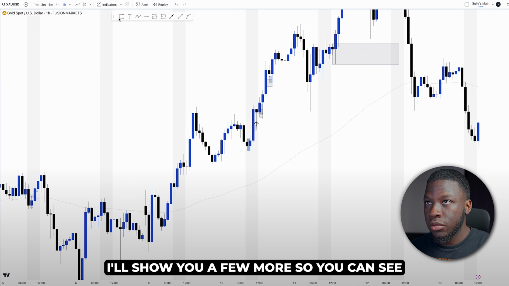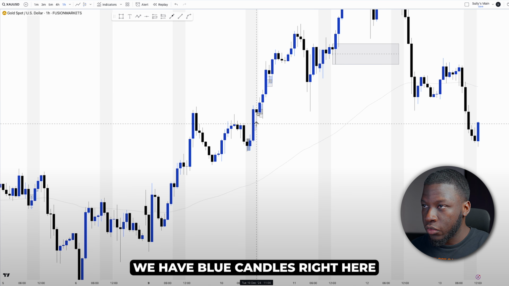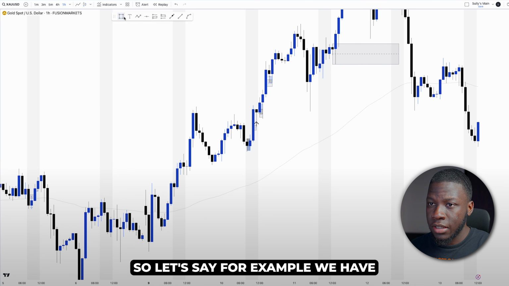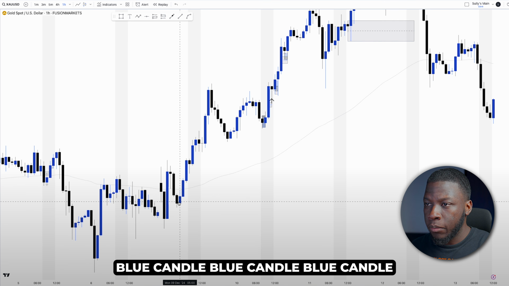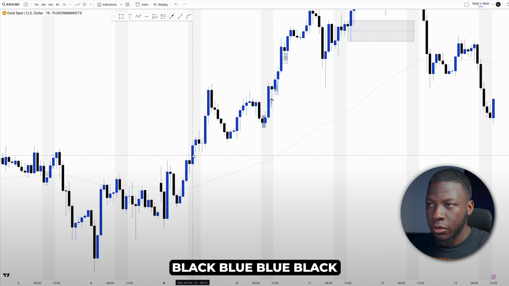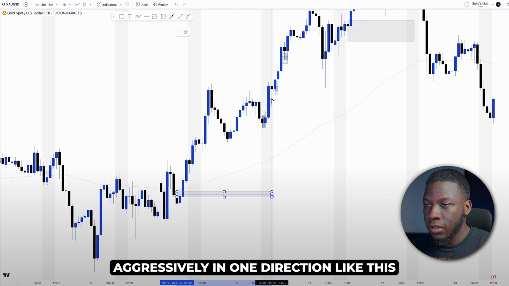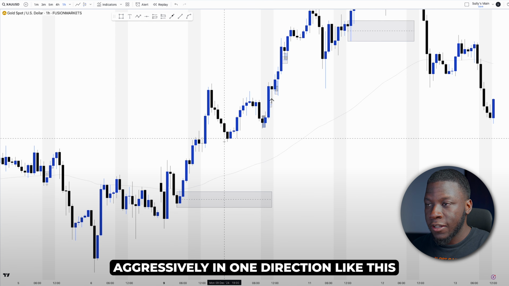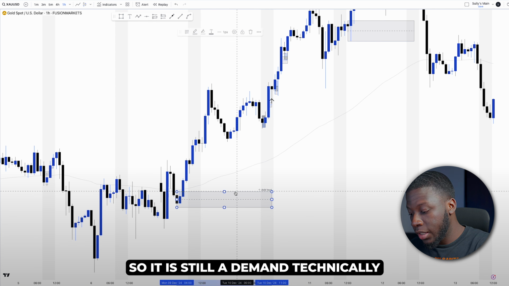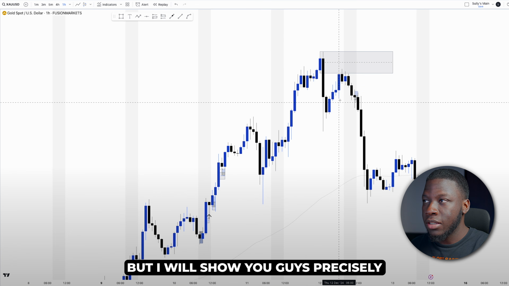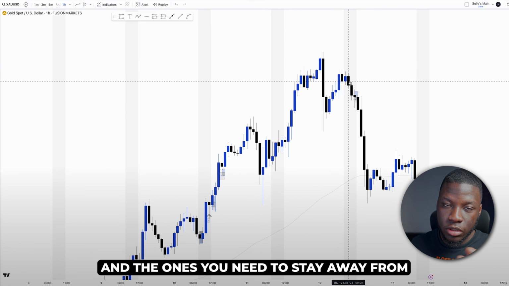I'll show you a few more. We can see, for example, we have blue candles right here. So let's say, for example, we have blue candle, blue candle, blue candle, black, blue, blue, black. This is still a demand, right? It's still price pushing up aggressively in one direction like this. So it is still a demand technically, but I will show you guys precisely the ones you need to look for and the ones you need to stay away from.